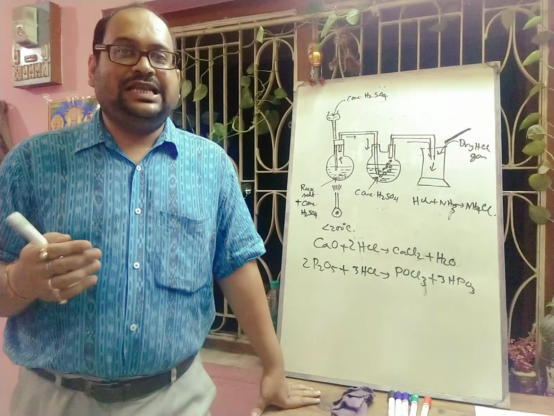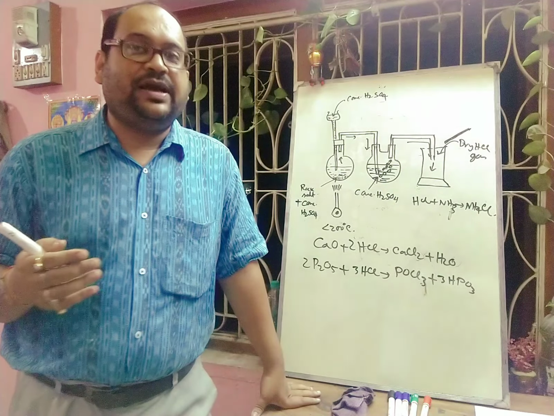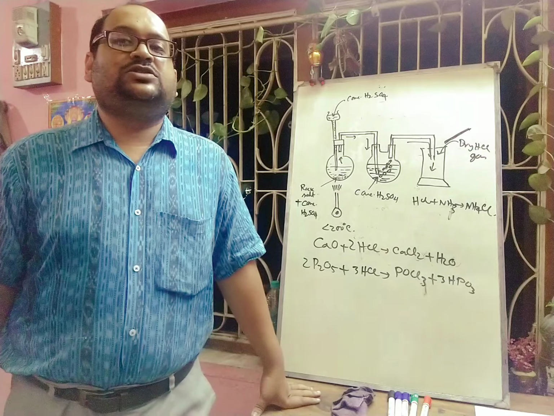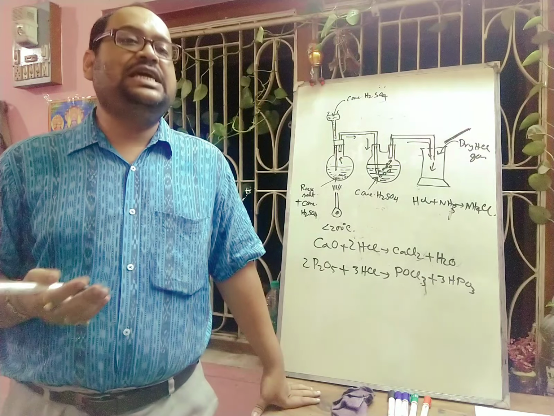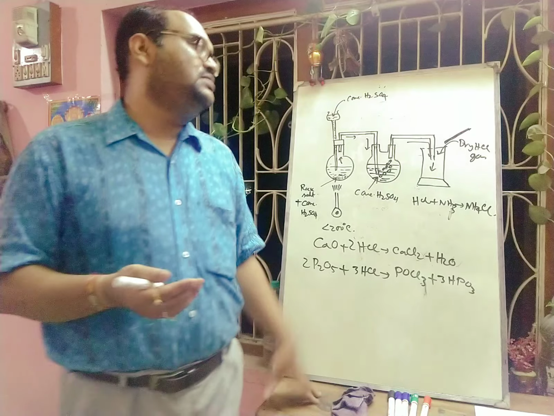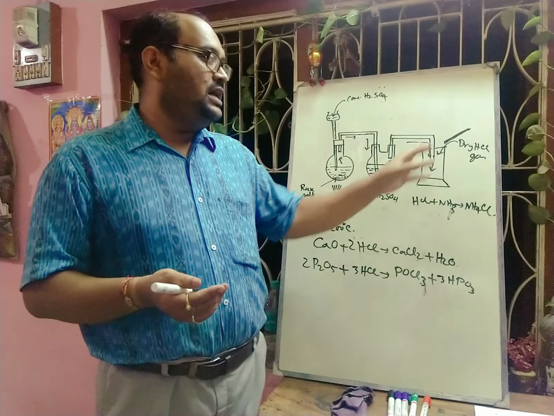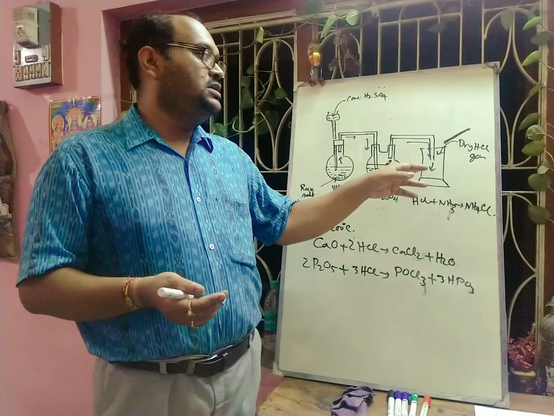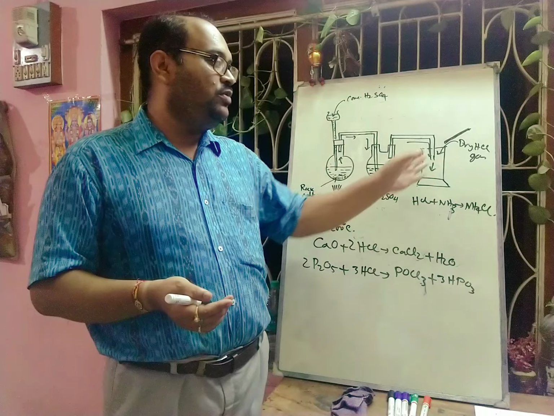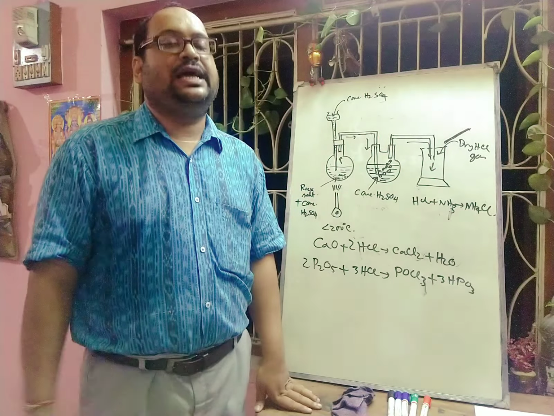Now, why is HCl gas collected by upward displacement of air? As it is 1.28 times heavier than air, we can easily collect the gas. The gas is collected in a cylinder in open air, because HCl gas is heavier, and so it will displace the air inside this gas jar. So by upward displacement of air, the gas is collected.